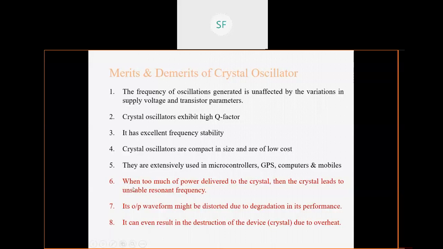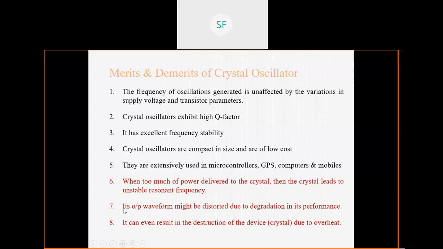So what are the disadvantages? When too much power is delivered to the crystal, then the crystal leads to unstable resonant frequency. When you are giving too much power to the crystal, then your crystal will give you unstable resonant frequencies. So instability will be there.